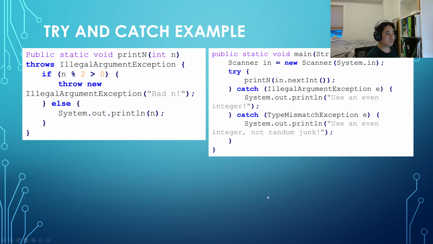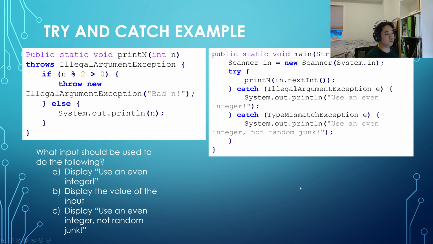Let's see what you learned. What inputs should be used to do the following? What I mean is, what should nextInt return in order for these three things to happen? For A, we want to display "use an even integer." For B, we want to display the value of what we input. For C, we want to display "use an even integer, not random junk." If you look at the main method, we're trying to print n, and the argument we pass would be the next integer we put in our console input.